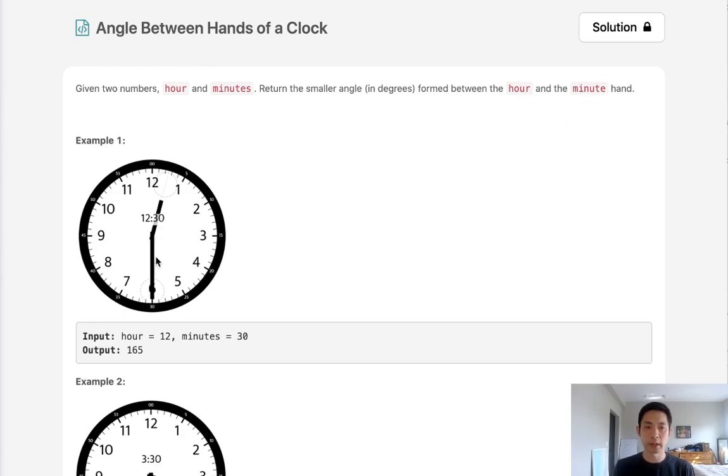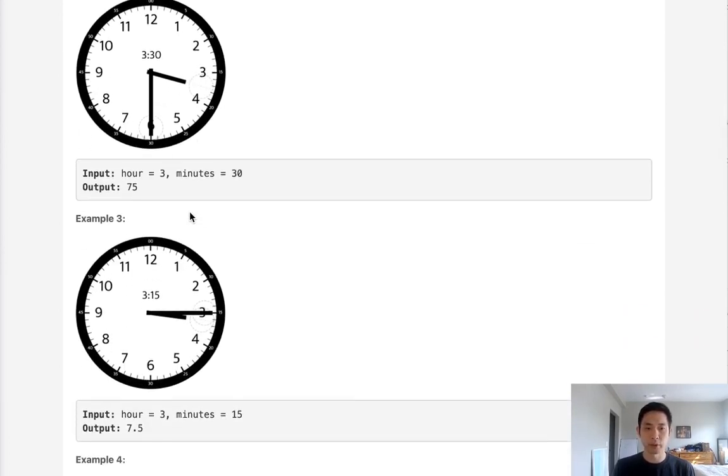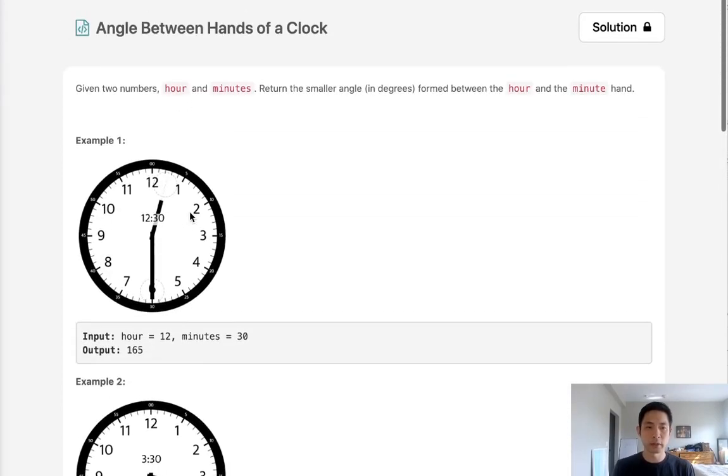If we're given a clock with the hour 12 and minutes 30, we want to return 165 because that's the number of degrees between them. That's the smaller one anyway. On the other side, it would actually be 195, but we want to return the smaller one. If we're given 3 and 30, we want to return 75 because that's the smaller amount of degrees, and so on and so forth. I love this problem because it's practical.